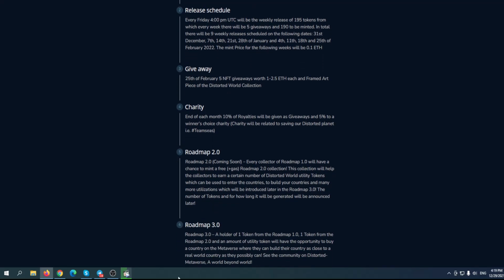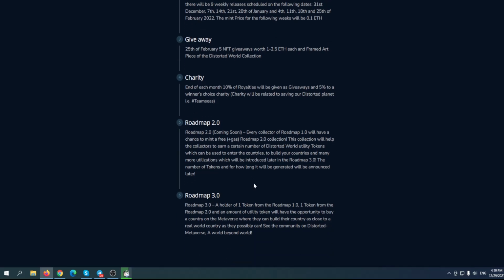Roadmap number 2 coming soon. Every collector of roadmap number 1 will have a chance to mint a free, plus gas, roadmap 2.0 collection. This collection will help the collectors to earn a certain number of Distorted World utility tokens, which can be used to enter the countries, to build your countries, and many more utilizations, which will be introduced later in the roadmap 3.0. The number of tokens and for how long it will be generated will be announced later.